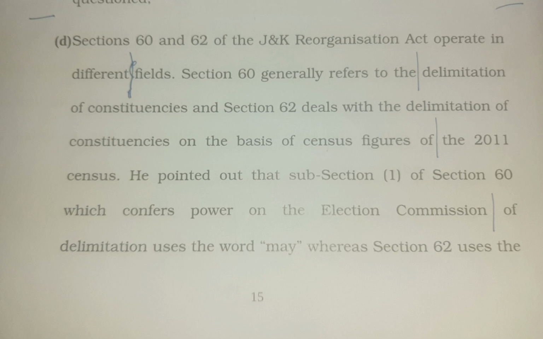Sections 60 and 62 of the J&K Reorganization Act operate in different fields. Section 60 generally refers to the delimitation of constituencies, and Section 62 deals with the delimitation of constituencies on the basis of census figures of the 2011 census. He pointed out that subsection 1 of Section 60, which confers power on the Election Commission of delimitation, uses the word "may," whereas Section 62 uses the word "shall."